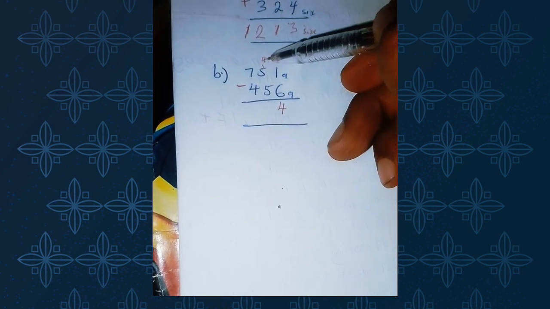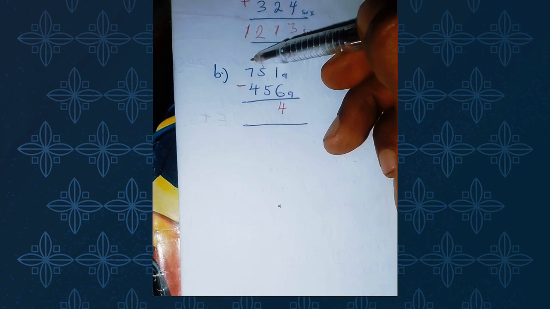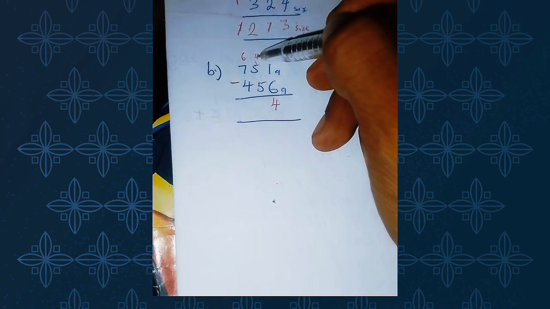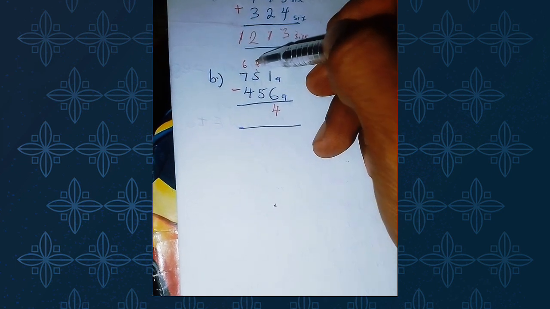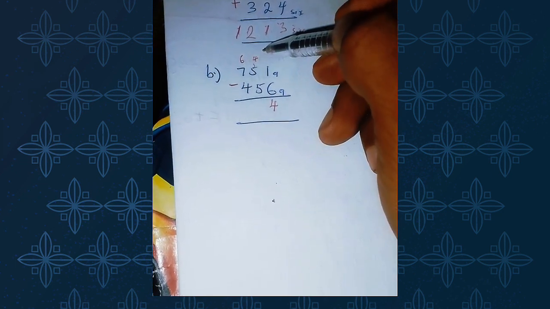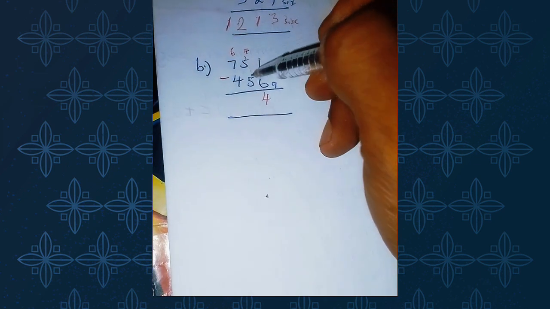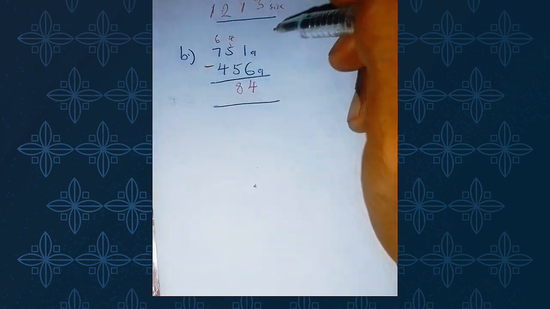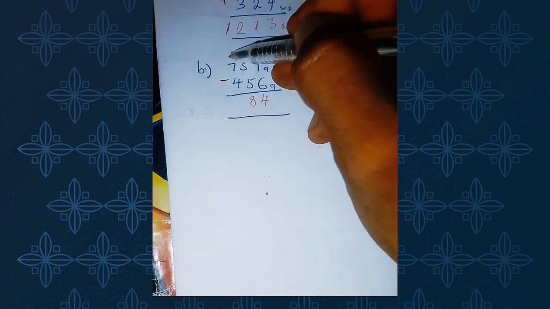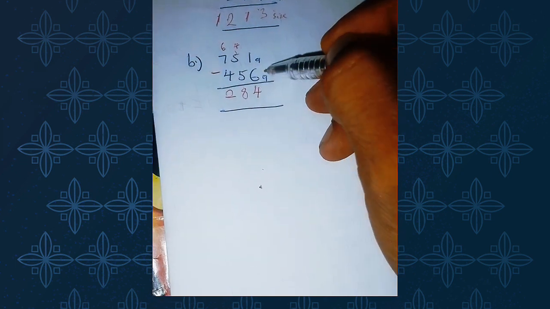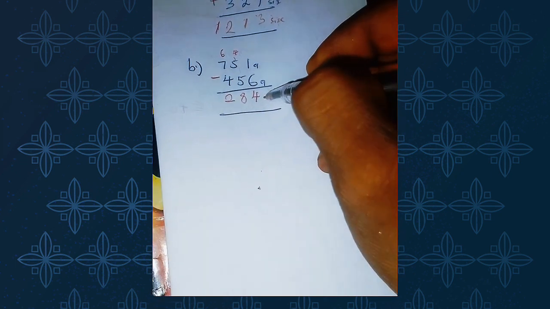Then 4 minus 5 cannot. I'll borrow from here. If I'm borrowing from here, this number will become 6. And I'm going to add 9. I'm not adding 1, although I borrowed 1. I'm adding the base, which is 9. If I add 9 to 4, I'll get 13. 13 minus 5 is 8. So this is 6. 6 minus 4 is 2. So the answer is 284 in base 9.